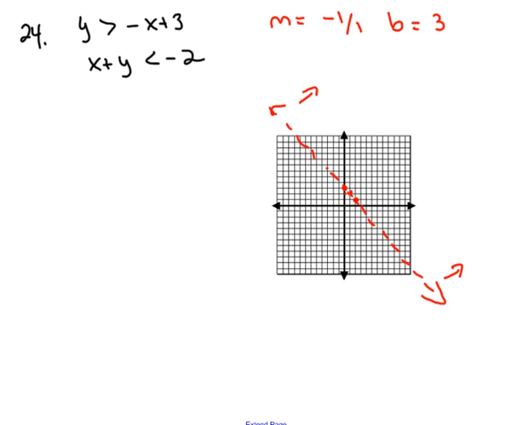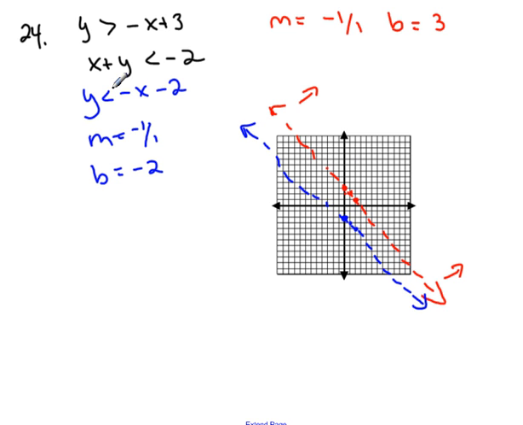This line, we need to solve for y, so subtract x from both sides, and you get the slope is -1 and the intercept is -2. So start at the point 0, -2, and then move down 1, right 1. And this would also be a dotted line because there's no equal sign on the inequality. And these are supposed to be parallel lines. Notice that we are going to shade below the line because it's less than.